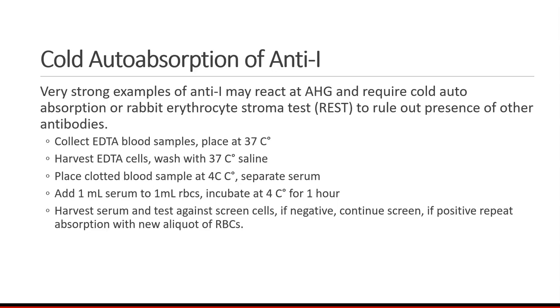Then you add 1 ml of the serum to 1 ml of the RBCs, and you incubate at 4 degrees for 1 hour. And I do want to interject that this cannot be done on recently transfused patients because you may be absorbing out the allo along with the auto. So after the 1 hour, you spin it down, you harvest the serum, and you test against the screen cells. If the screens are now negative, then you can continue with the screen and see if it's negative or positive. If it's positive, then you repeat the absorption with the new aliquot.